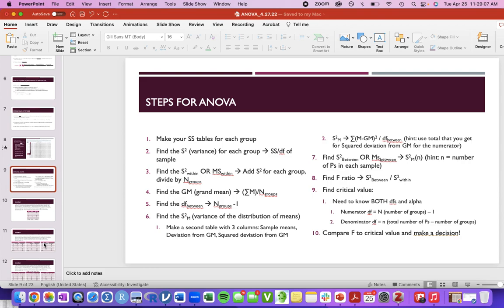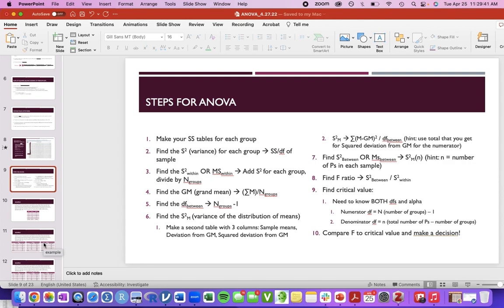The next thing you'll do is you'll find the grand mean. So the grand mean is found by calculating the total of the means across your 3 groups. So your mean for sample 1 plus mean for sample 2 plus mean for sample 3, and divide it by the number of groups. The next step is to find the DF between. And we know that to do that, we just take the number of groups minus 1. So that's sort of part 2, finding the grand mean and the DF between.